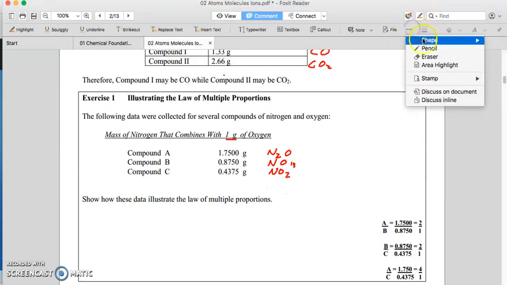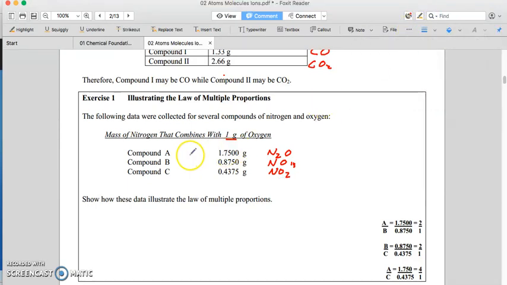So compound A is 1.75 grams of nitrogen with 1 gram of oxygen. Compound B is 0.875 grams of nitrogen with 1 gram of oxygen. And compound C is 0.4375 grams of nitrogen for every 1 gram of oxygen. Okay. I left the answer there, but I haven't explained how I drew this conclusion.